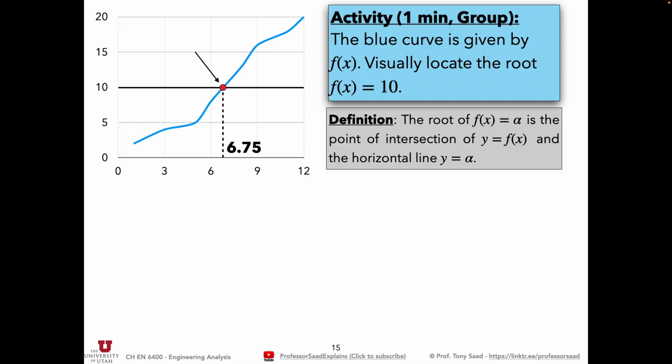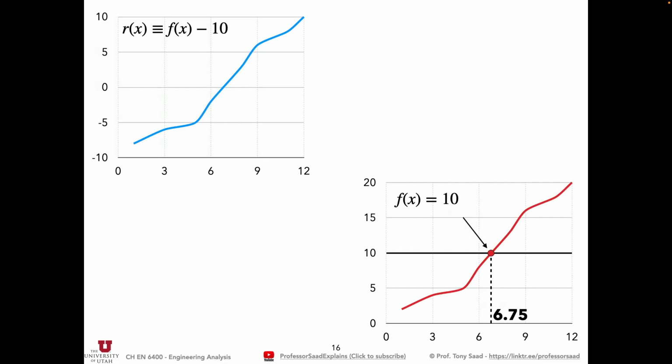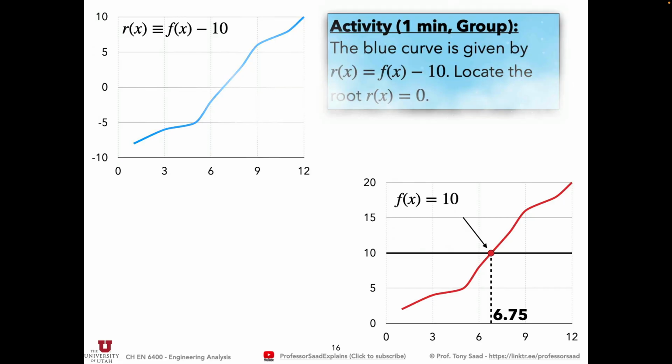Okay, so the root of f of x equal alpha is the point of intersection of f of x and the horizontal line y equal alpha. Okay, so now keep this in mind. Just going to bring it down here. Now I have another function, which is the same f of x, but now I have f of x minus 10, and I call that r, a new function, r of x. What is the root of r of x equals 0?